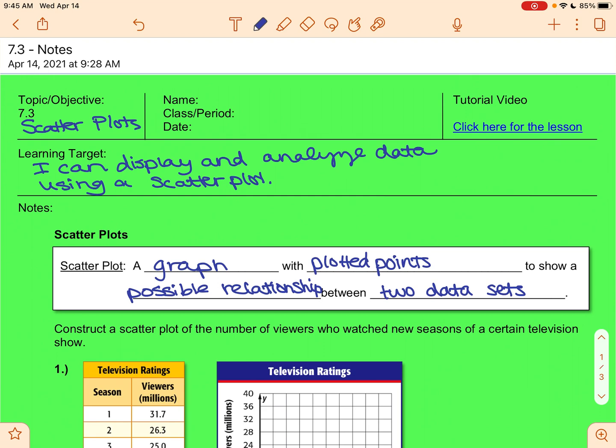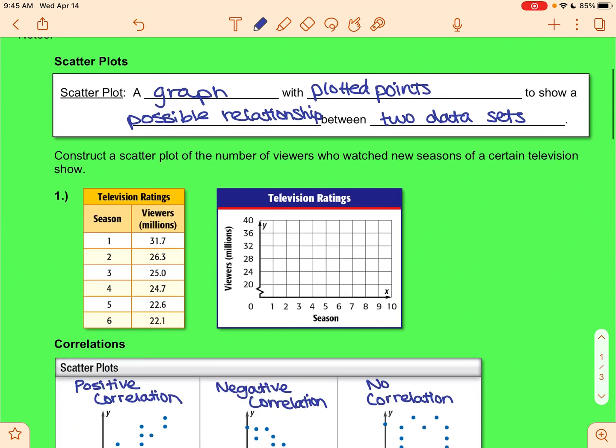Today we are going to work on 7.3, which is all about scatter plots. Our learning target is: I can display and analyze data using a scatter plot. So let's get started. If we take a look at our vocab word, a scatter plot is a graph with plotted points to show a possible relationship between two data sets. So it's just a graph with a bunch of dots. Okay, so let's go ahead and start creating one.